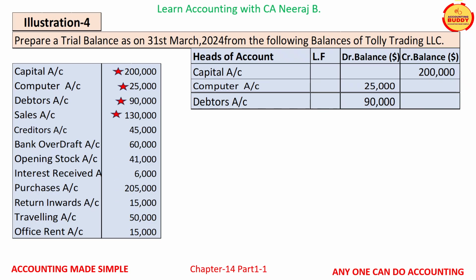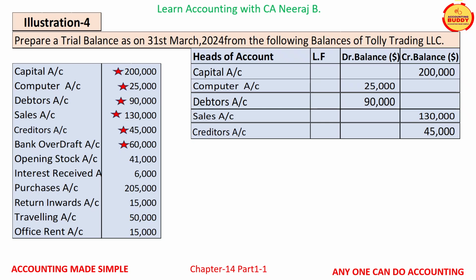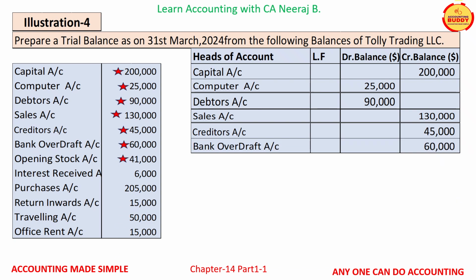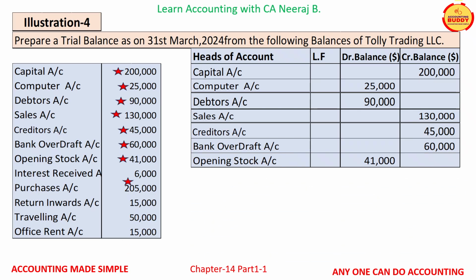Sales is an income account, so sales account is always placed in the credit column. Creditors are those to whom the business owes money and they are classified as liabilities of the business. Therefore, creditors account is placed in the credit column. Bank overdraft is the amount payable by the business to the bank and is a liability of the business. Therefore, overdraft account is placed in the credit column. Opening stock is an asset of the business and therefore it will be placed in the debit column. Interest received is an income of the business and thus it will be placed in the credit column.